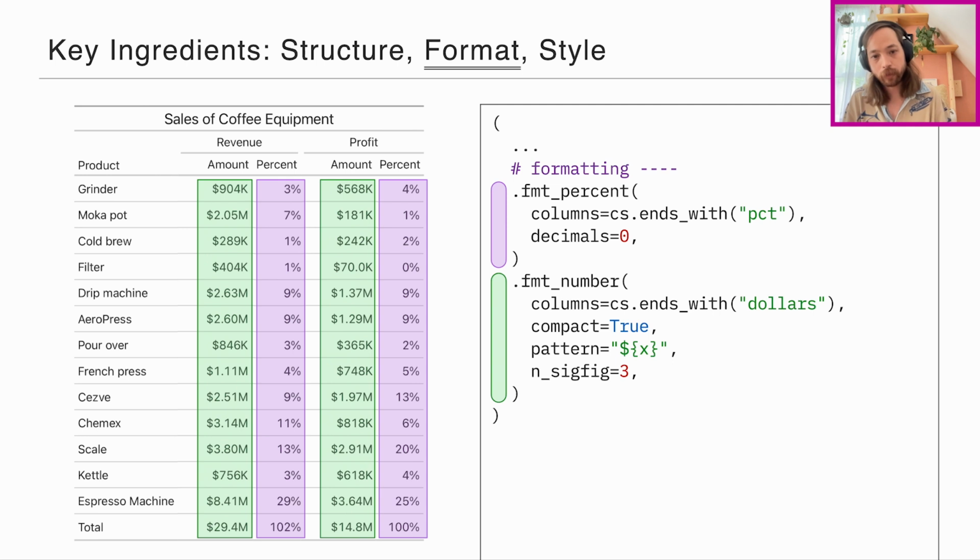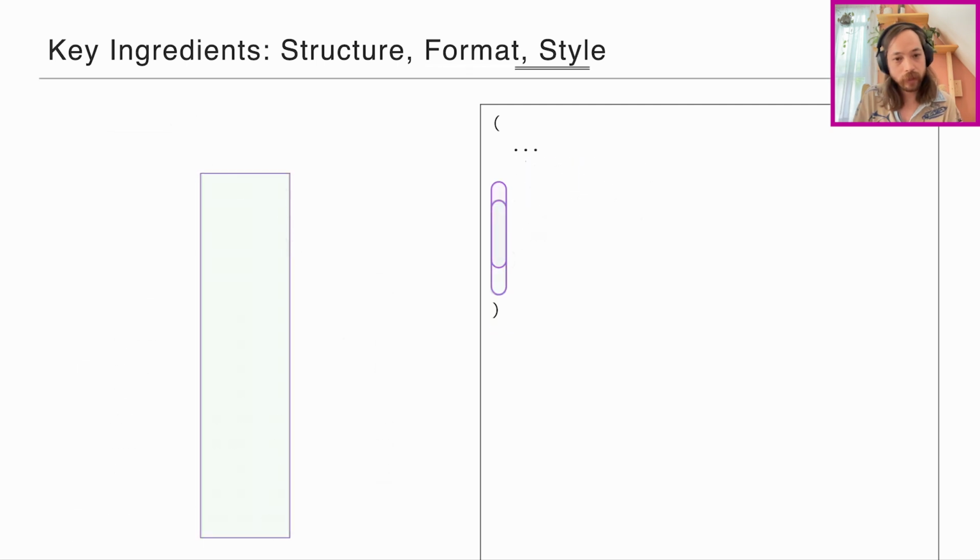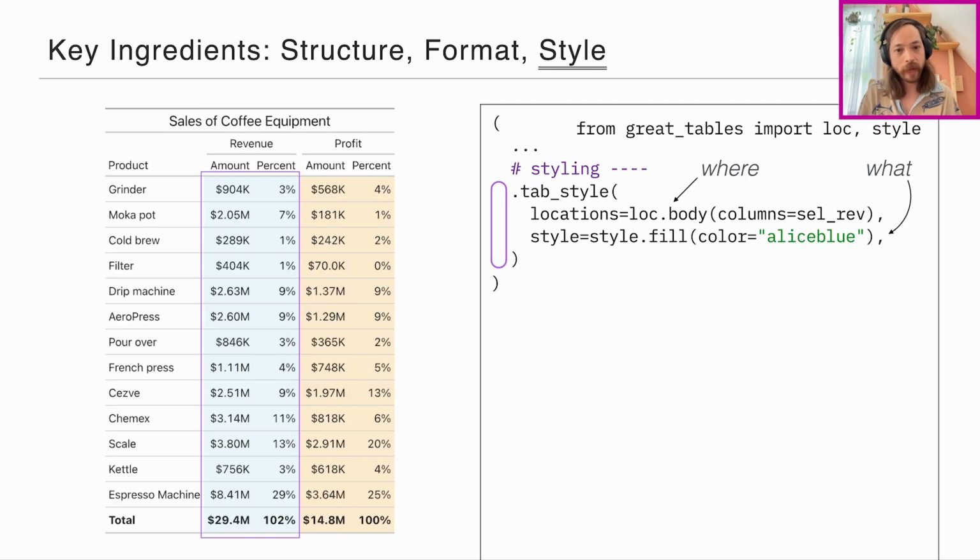The second piece is fmt_number. This is the piece we use to make the number compact. Instead of being written out with all of its zeros, now it's shortened to have K for thousands and M for millions. And that's it for formatting.